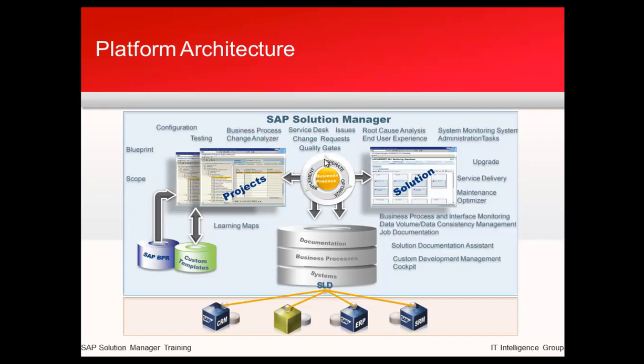Okay, and here you can see these 3 phases, that is the operate phase, the optimize phase, and the implementation phase. For each phase, whatever processes are required are built into Solution Manager. Say for the operate phase, you require a service desk to receive the ticket, you require issue management, service incident management, and you require change request control. You have the ChaRM process there, and a quality gate to control the major changes. Once the changes are done, then root cause analysis for any issues, end user experience, system monitoring, and system administration. So these are the tasks from the operation point of view. For operating an environment, we require these different tasks.